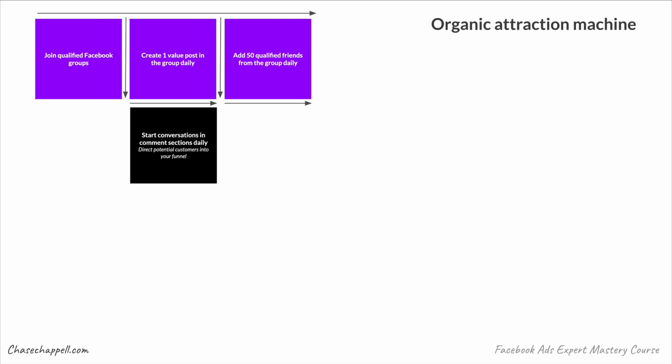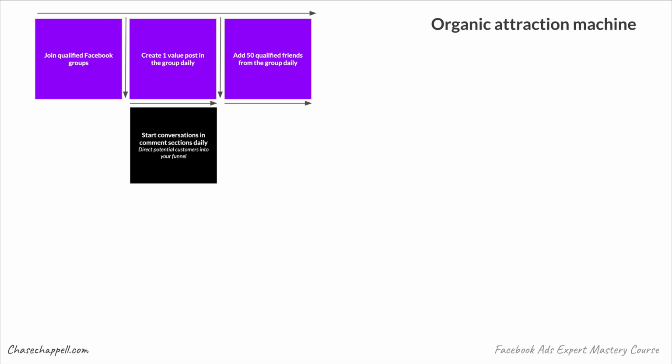And the next thing is, as soon as you join these groups and you create a value post and you're starting conversations now, you're then going to look for 50 qualified friends from that group daily. So you're going to go through the group, you're going to find an individual that looks like they could be a potential customer. If your audience is business owners, or you only work with a specific type of person who is an athlete, or whatever the case is, you can actually very well tell. A lot of times people will put in their Facebook profile what they do, who they help, and you can pretty much qualify them very quickly, and you'll just add them.